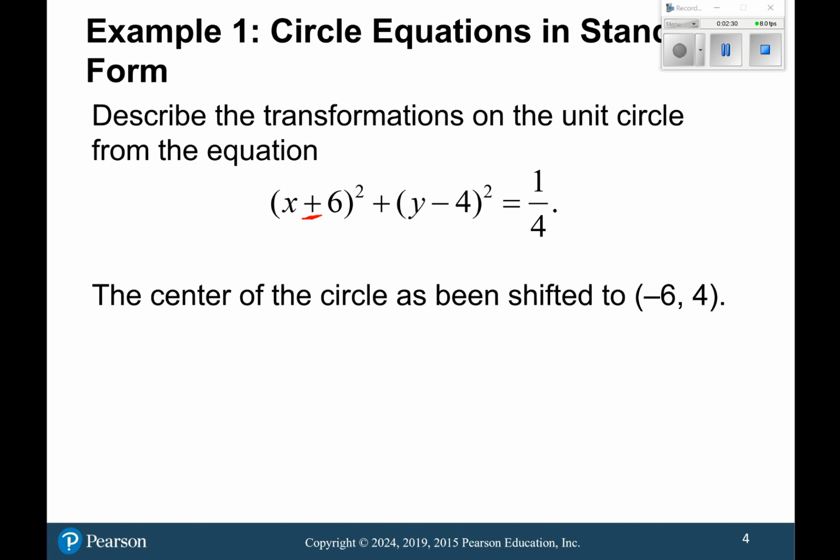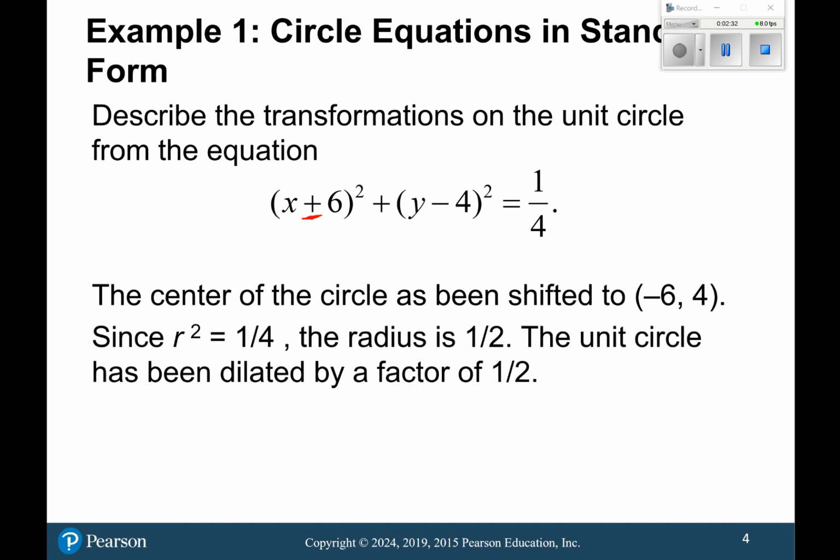What happened to that radius? Again, the 1/4 from our basic formula we saw on the last page, 1/4 is r squared. Take the square root of that. Square root of 1 is 1, square root of 4 is 2. Again, take the positive because we're talking about radius, we're talking about distance. Distances can never be negative. So the radius is 1/2. So we can simply say the unit circle has been dilated by a scale factor of 1/2.